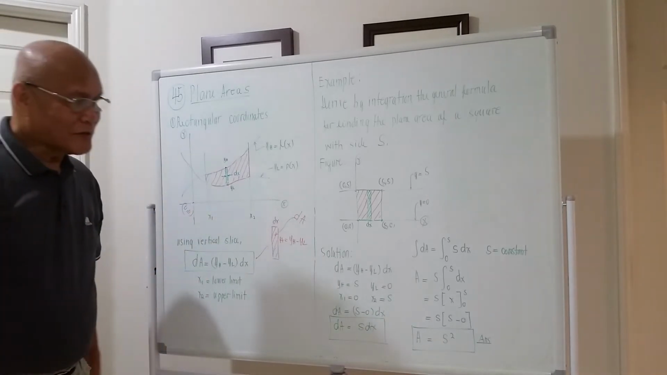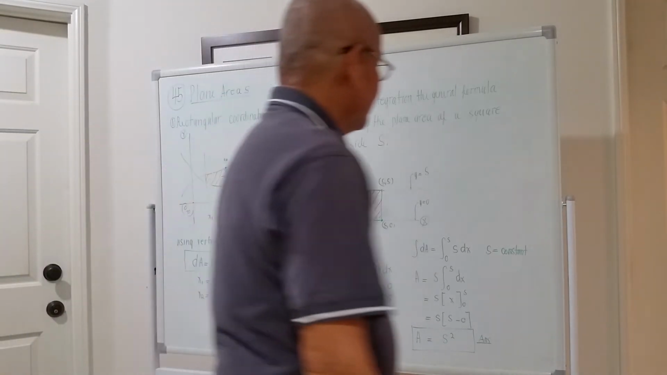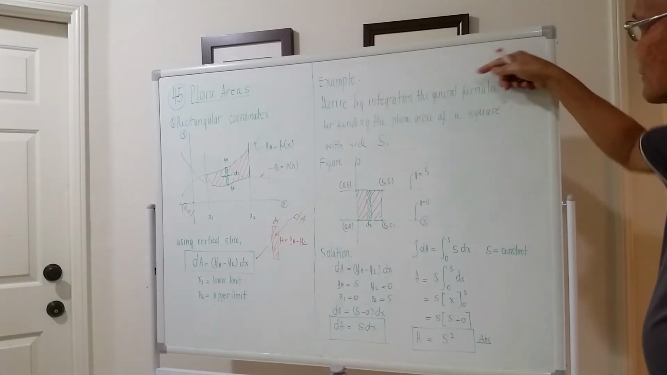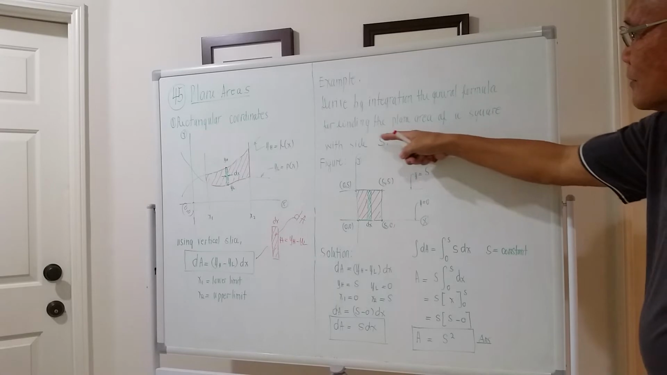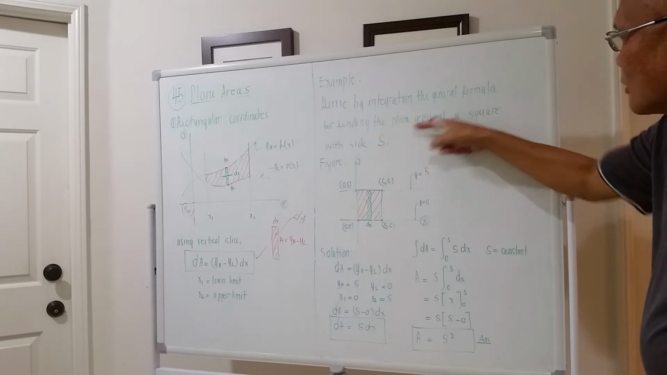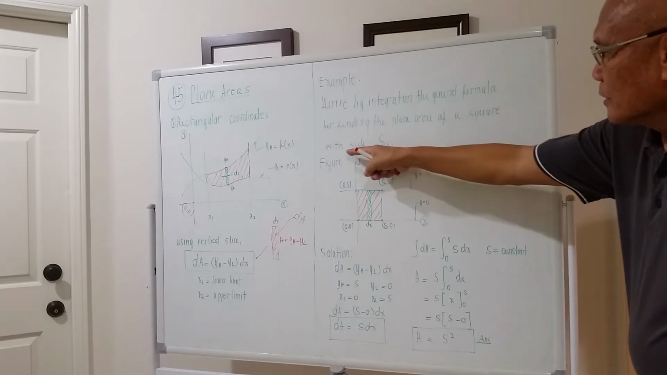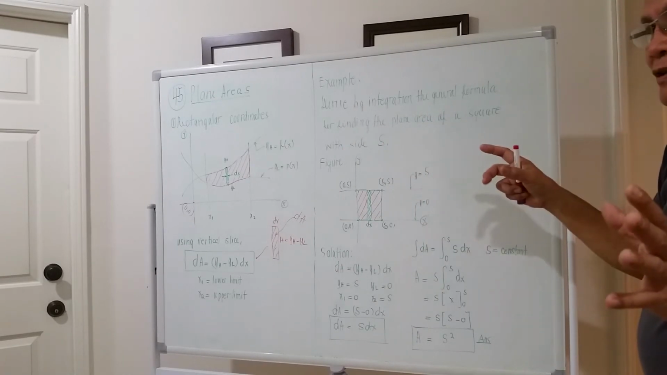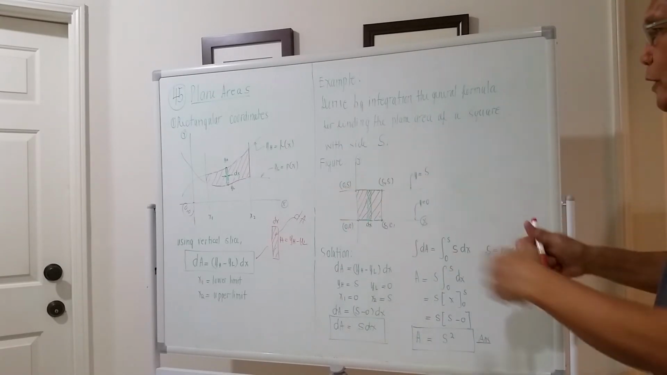Okay, I will give you an example. Derive by integration the general formula for finding the plane area of a square with side S. The designation of the length of the side of the square is S.